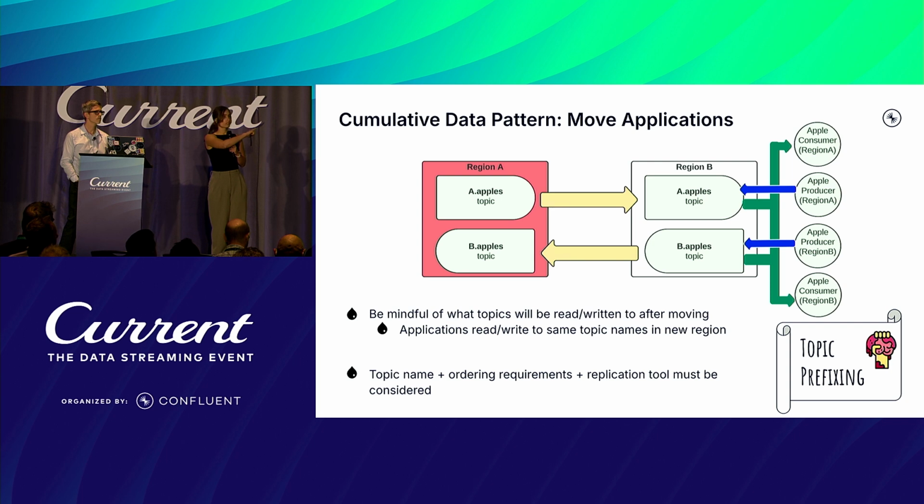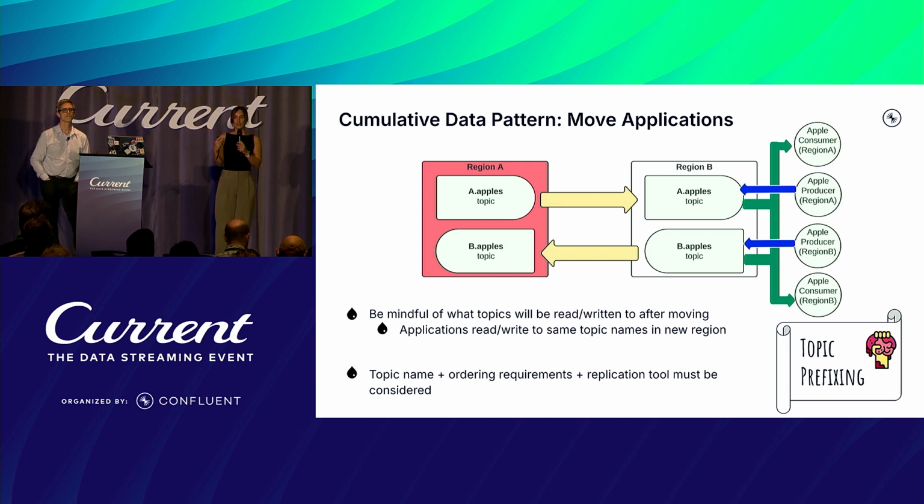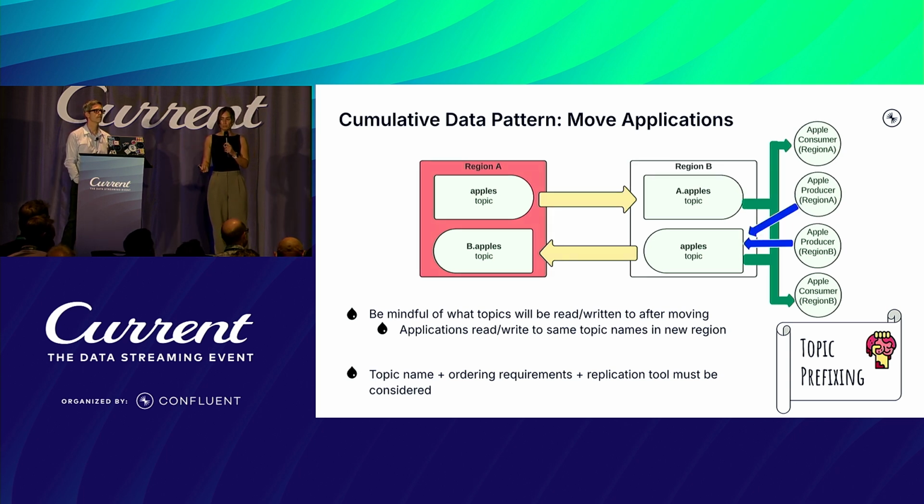Here, when Apple Producer was in region A and actively running, it wrote to A.apples. But when it moves to region B, it's going to continue to want to write to A.apples. This is good because A.apples exists there. Especially if you care about message ordering, this is important because A.apples in region B is effectively the same topic as in region A, so you'll maintain your message ordering there. This, however, is not the case if you prefixed via the replication tool, because when Apple Producer was in region A, it was writing to apples in region A. But now when it moves to region B, it's writing to region B's apples, and that is not the same topic. A.apples is.